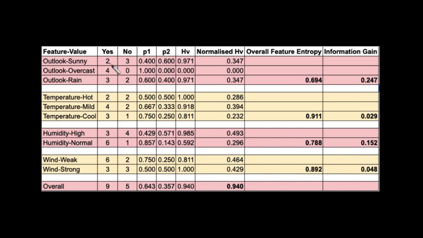Then in order to compute the entropy, you have to convert these numbers into corresponding probabilities. So now your P1 is just this value divided by the sum of yes and no. In this case, it becomes 2 divided by 5, which is 0.4. Similarly, P2 is 3 divided by 5, which is 0.6. Similarly, 4 by 4 is 1, 0 by 4 is 0, 3 by 5 is 0.6, 2 by 5 is 0.4, and so on.